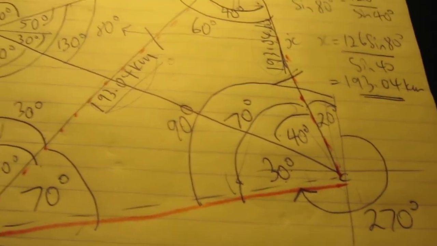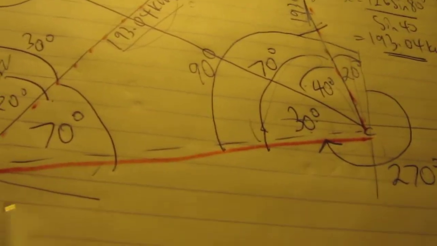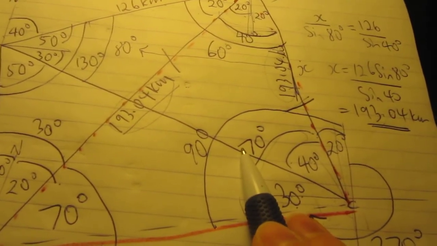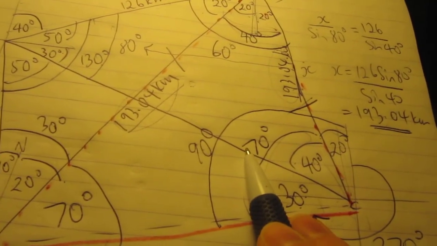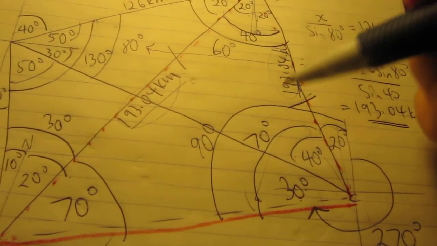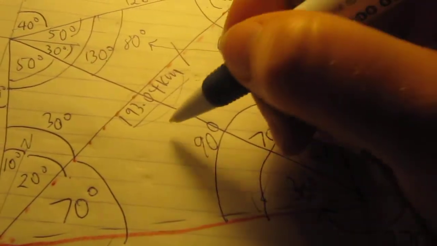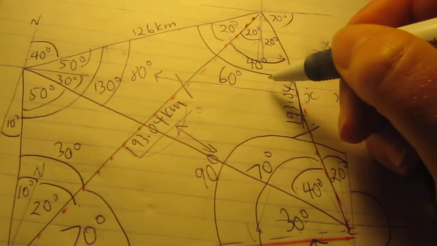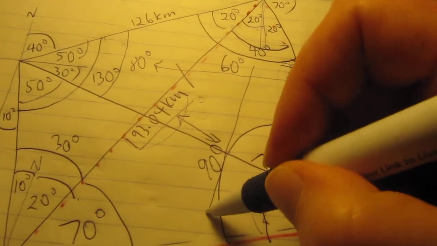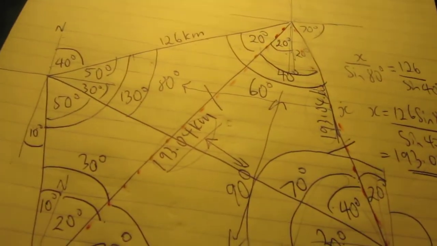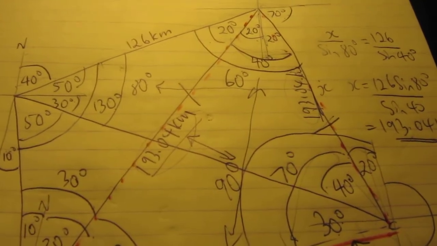Anyway, working out this length here, now that you know this angle here, you can just use the sine rule again. You're going to have to use one of the ones that you've already worked out. So the 193.04, you can use that along with the 70, and your 40 degrees, and your unknown is going to be across there. Okay, and I think I need to draw that on a separate page.